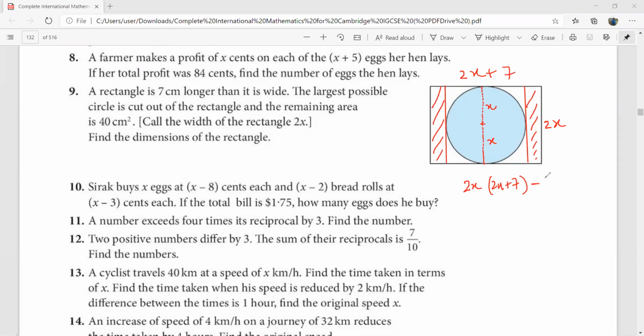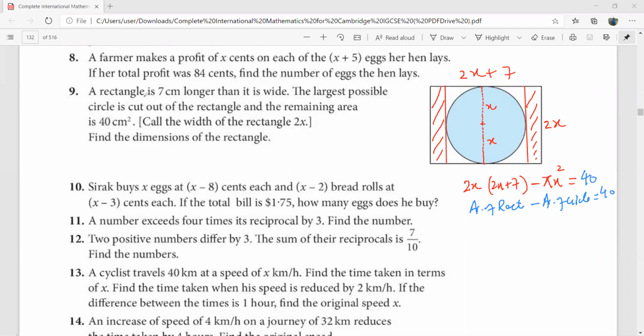If I take out the area of the circle from it, so what do we have? What do we have here? Yes. 2x plus 7. This is the area of the rectangle here. This one is the total area of the rectangle minus the area of that circle. So this should be the 40 cm square. Yes, that would be equal to 40.